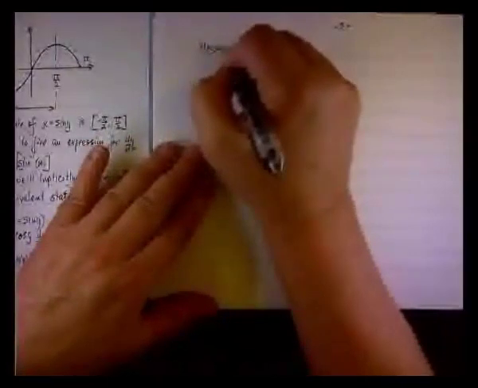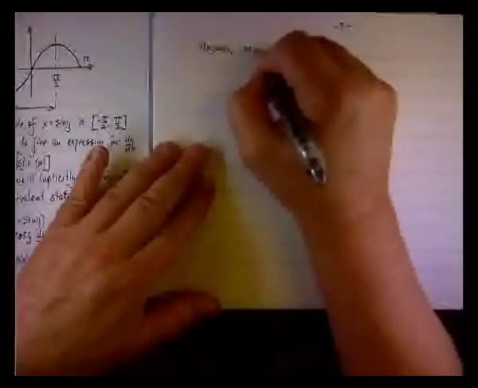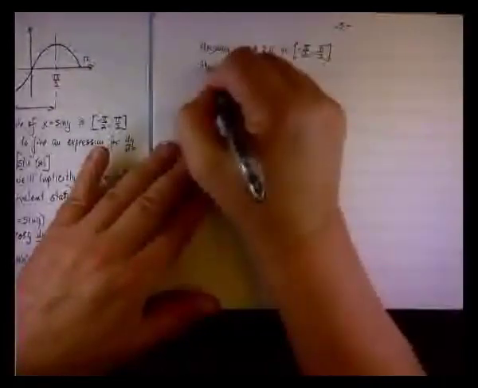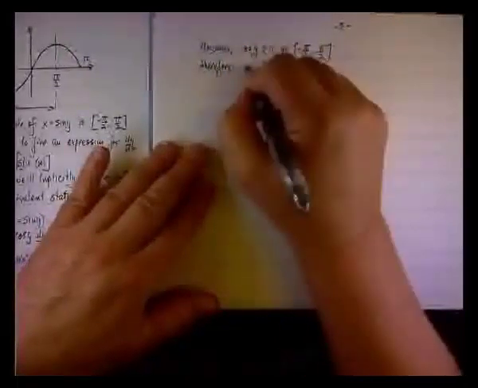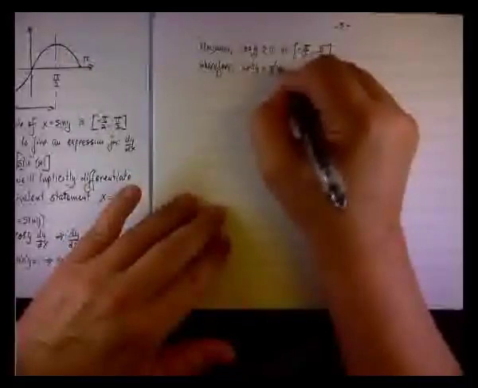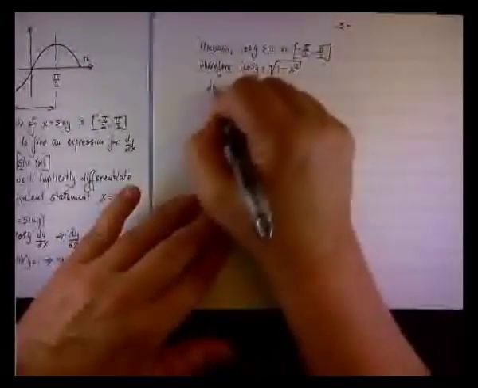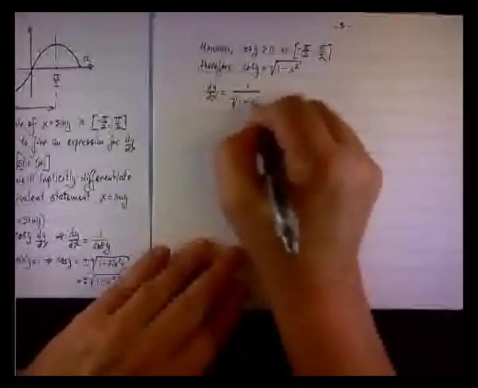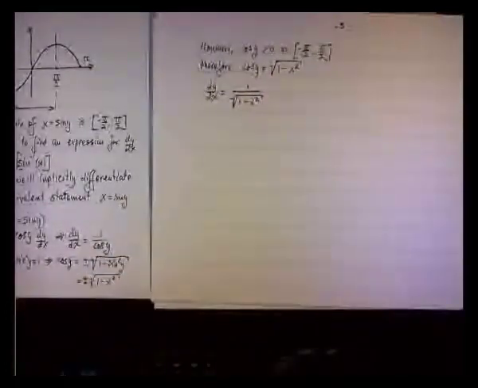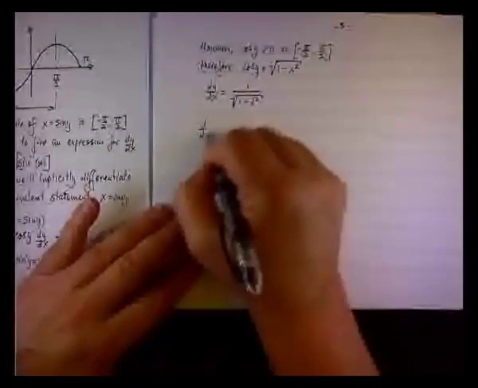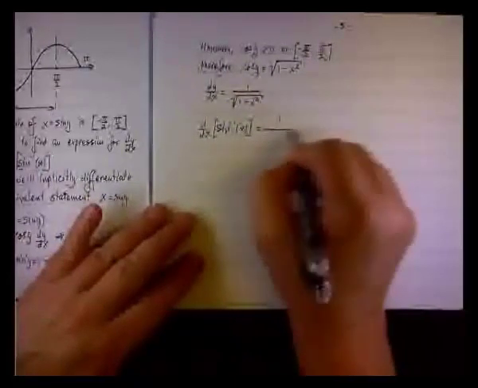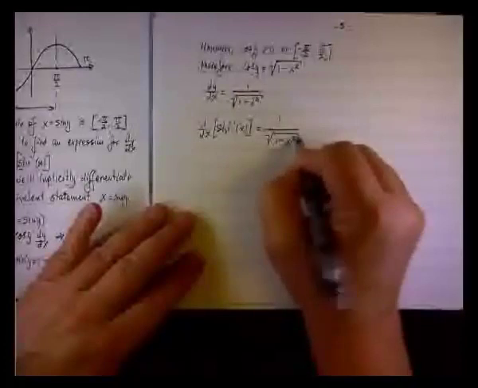So we're going to say, however, cosine y is positive on the interval negative pi over 2 to pi over 2. So therefore, cosine y equals only the principal root, only the positive. Now we are ready to say that dy/dx equals 1 over the positive square root of 1 minus x squared. Or, we can say that d/dx of the inverse sine of x is 1 over the square root of 1 minus x squared.